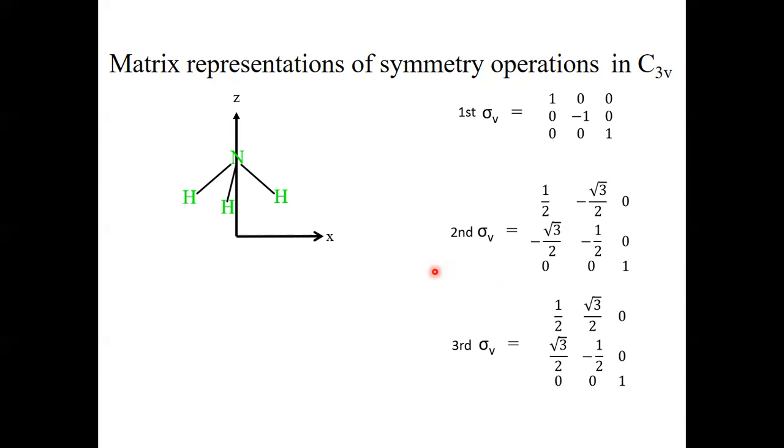Now we have found all the matrix representations for the symmetry operations in C3v. Well, we have still forgotten the identity, I realize. Of course, the identity has again this very simple matrix representation, which has the form 1, 0, 0, 0, 1, 0, 0, 0, 1.